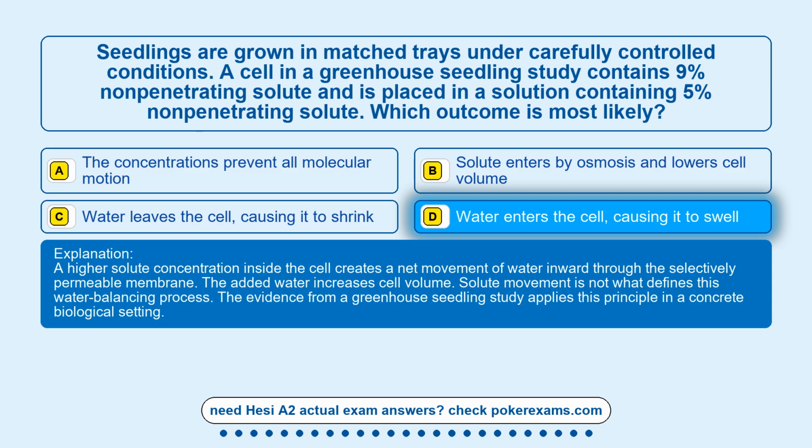A higher solute concentration inside the cell creates a net movement of water inward through the selectively permeable membrane. The added water increases cell volume. Solute movement is not what defines this water-balancing process. The evidence from a greenhouse seedling study applies this principle in a concrete biological setting.